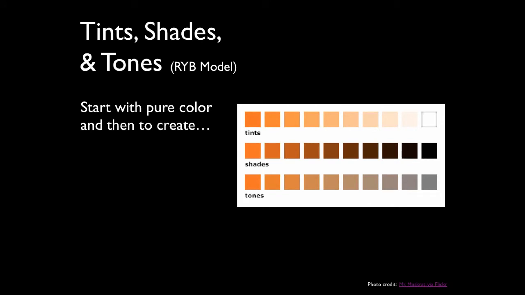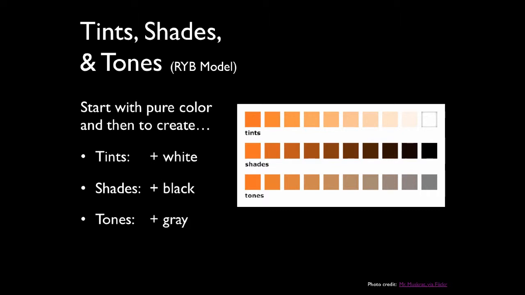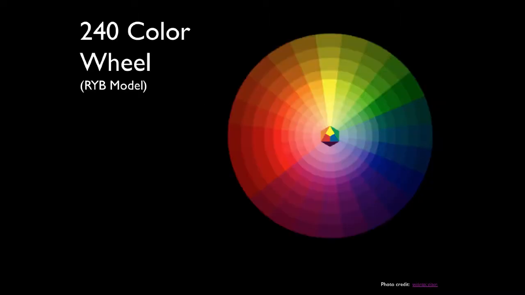And from those base colors, we can also create what is known as tints, shades, and tones. Tints are adding white, and you see on the screen there from no white all the way to 100% white. And we can create our shades by adding black, and we can create tones by adding gray, which is really just adding both black and white. So those are your basics.